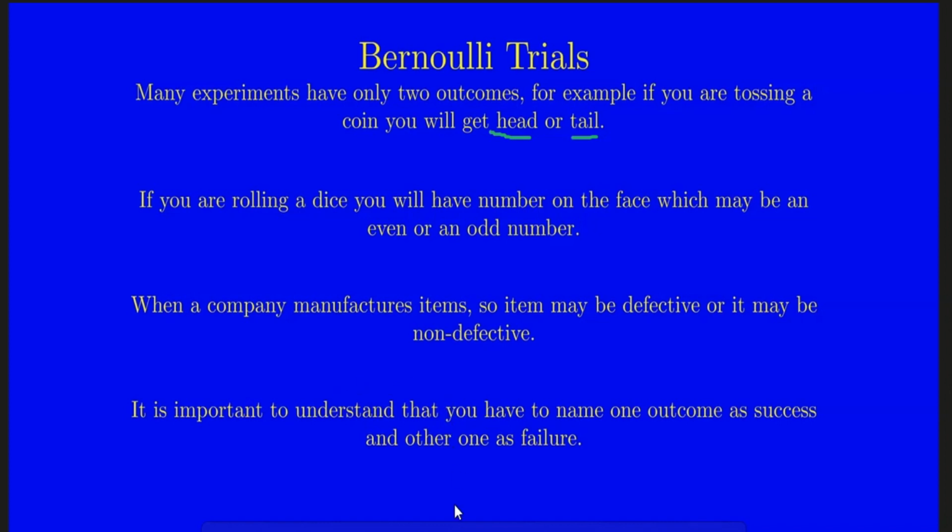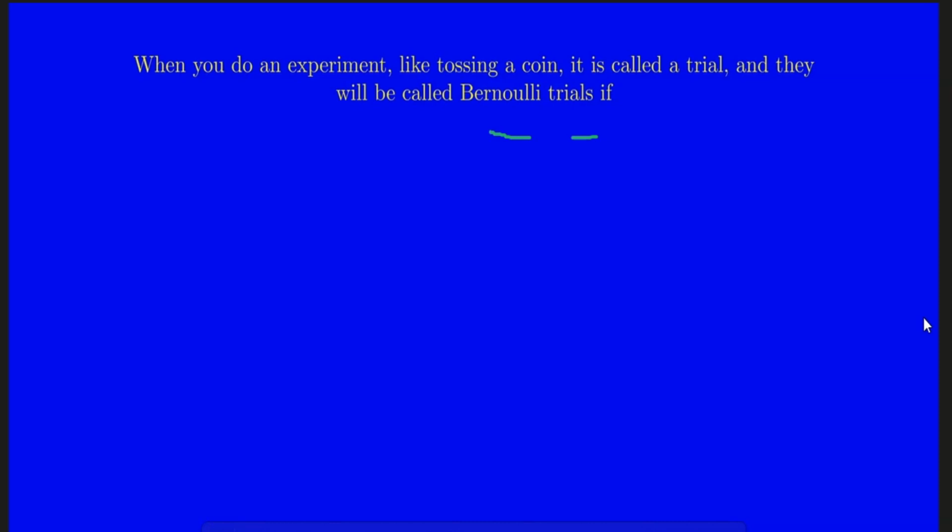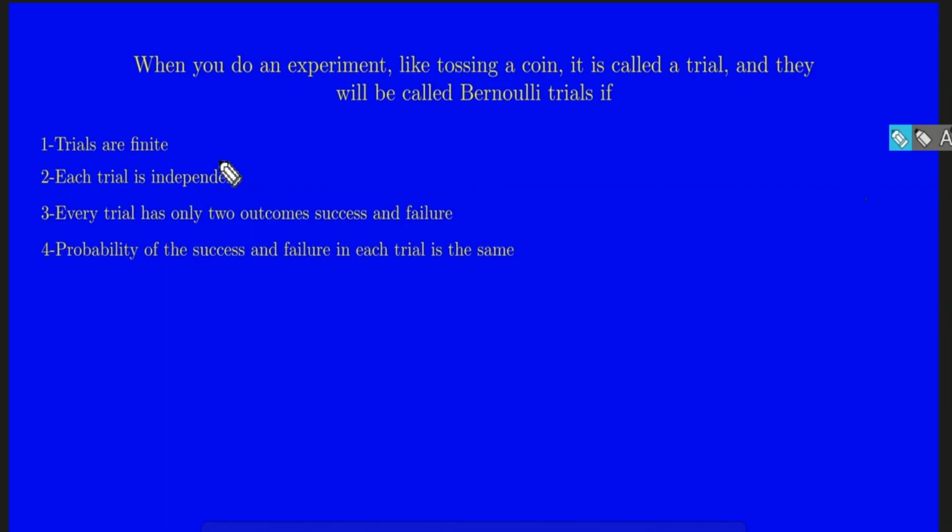It is important to understand that you have to name one outcome as success and another one as failure. So you have to frame the outcomes. When you conduct an experiment like tossing a coin, it is called a trial, and they will be called Bernoulli trials if they follow these four rules. First rule is trials are finite. Second rule is each trial is independent. It means that the outcome of one trial does not affect the outcome of another trial. Every trial has only two outcomes, success and failure.